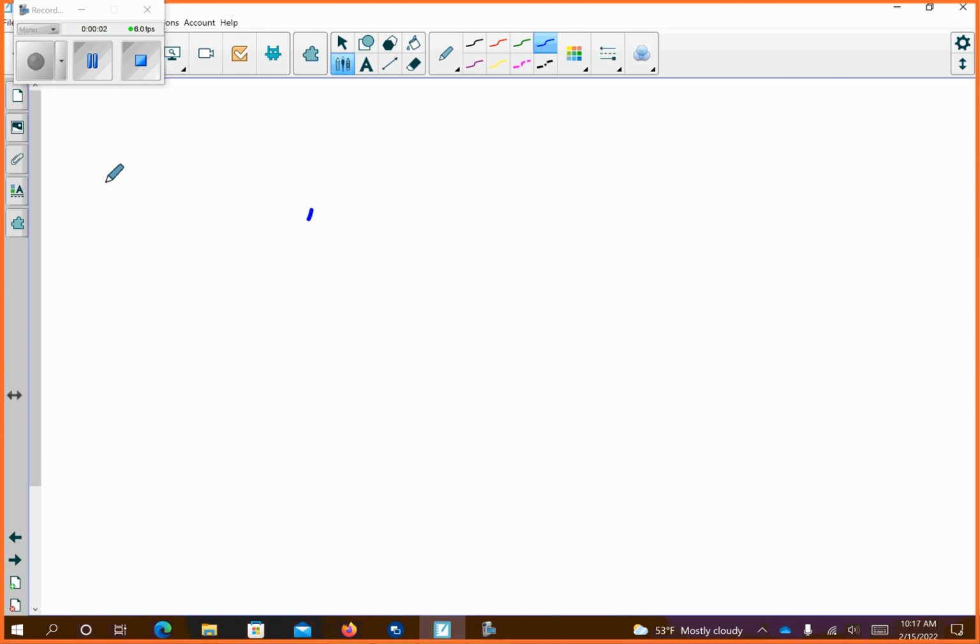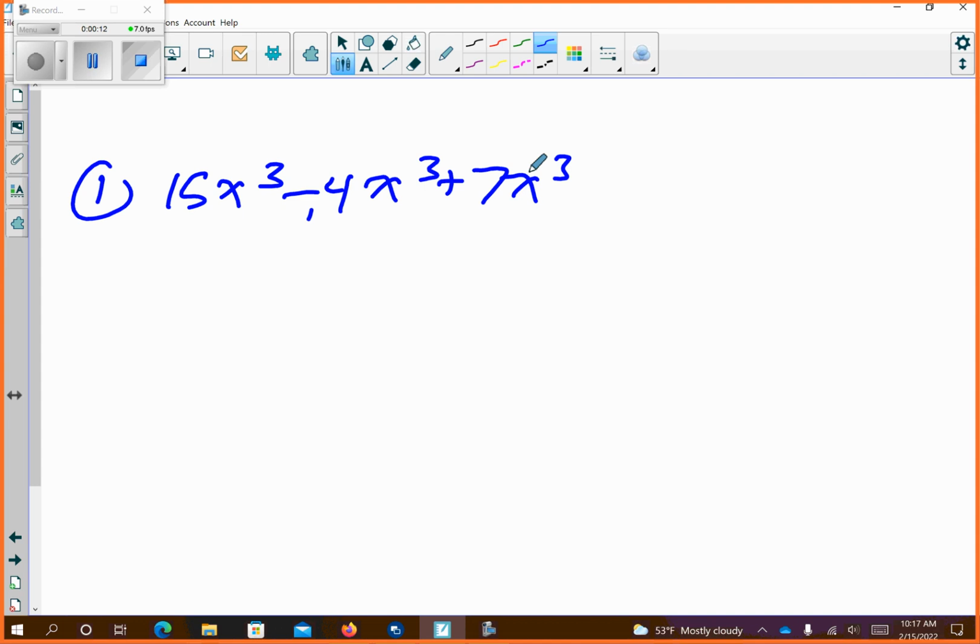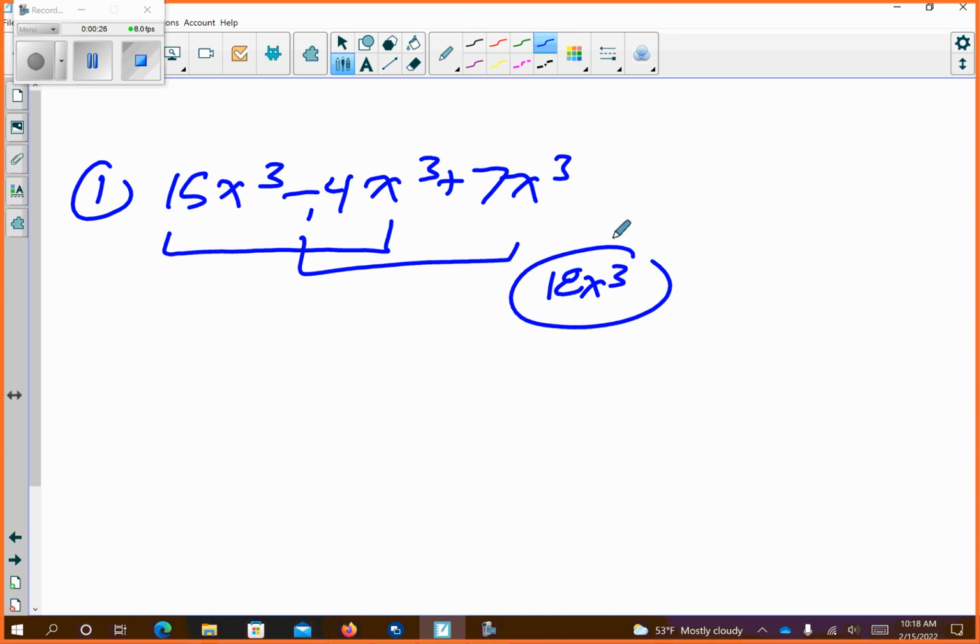Let's just go through these quickly. So I have this. Those are all like terms, agreed? Like terms, same letter. Each letter has the same exponent. So I go 15 subtract 4 is 11. 11 plus 7 is 18x to the third. Okay, don't worry about the naming. We're not going to hit that.